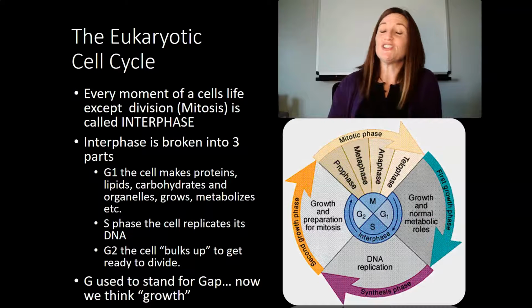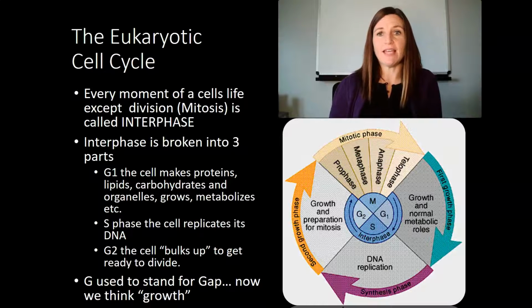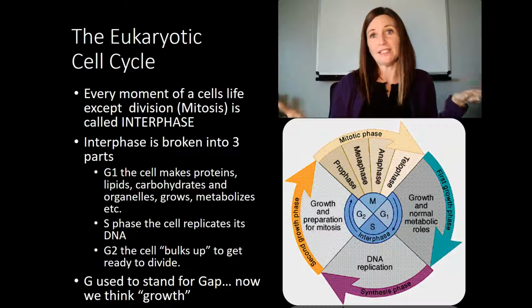Now, G1 and G2 were originally called gaps, gap 1 and gap 2. And this is when scientists believed or described that the cell was in a gap of activity. It was doing nothing.